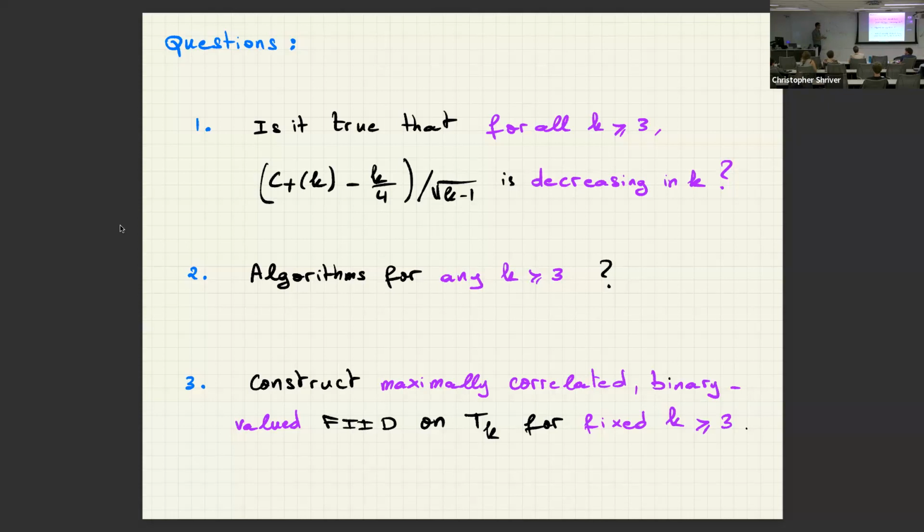I don't know if some kind of sub-additivity argument could work here, something like that. Right, so algorithms, of course, and then once you show that it's larger, can you actually give an algorithm that achieves that bound? And the main question here, the underlying hard question in this problem, is to construct a maximally correlated binary valued factor of IID for any fixed K. It has to be binary valued, and maximally correlated across an edge, or minimally if you'd like min bisection, whichever you prefer. Okay, I'm done. Thank you.